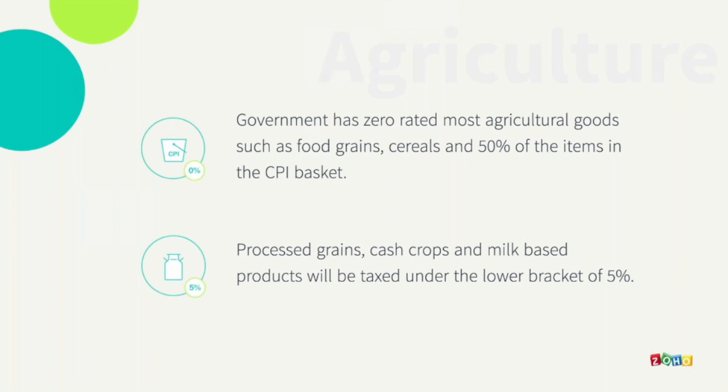So, this is something to take note. They have made sure that these items are not associated with taxes and they remain tax free so that it is accessible to everyone. That said, certain parts of agriculture will now come under the GST. If you take a look at processed grains, cash crops, and milk based products, these kinds of items are going to be taxed under the lower bracket of 5%. So we have seen that different parts of agriculture are associated with the GST in different ways.